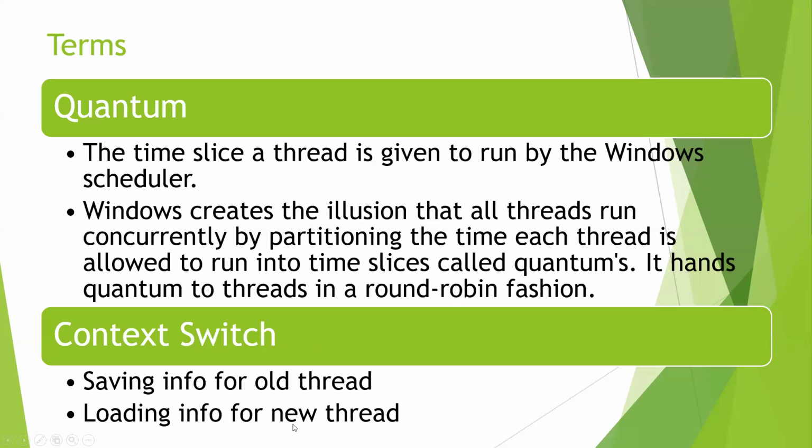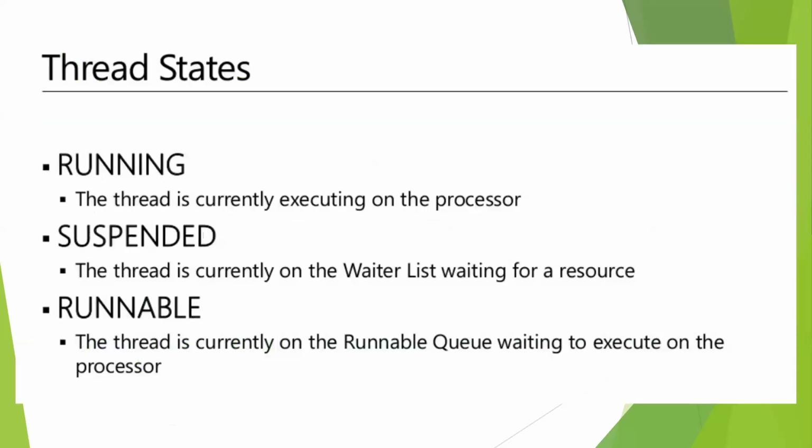So whatever thread is coming out of the CPU has to write its thread context, right? Out of the CPU, as in it will be in kernel mode only. It will come out of that execution mode to the queue. Thread states: running, suspended, runnable. Running means the thread is currently running on the CPU.